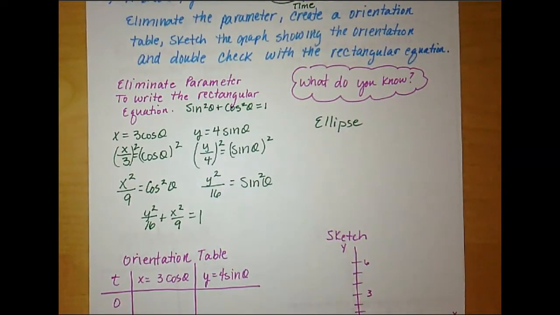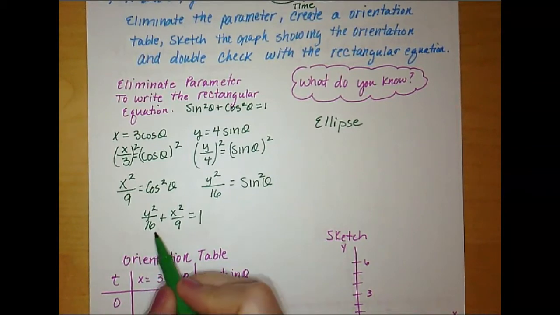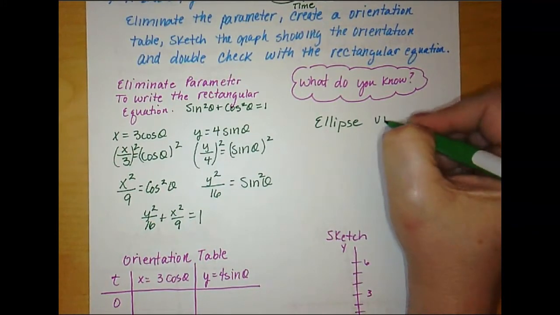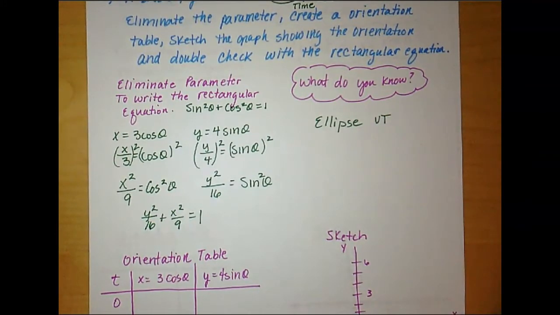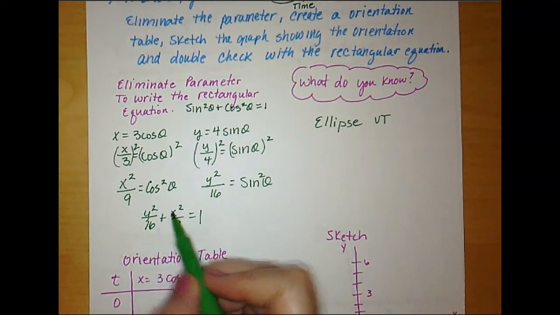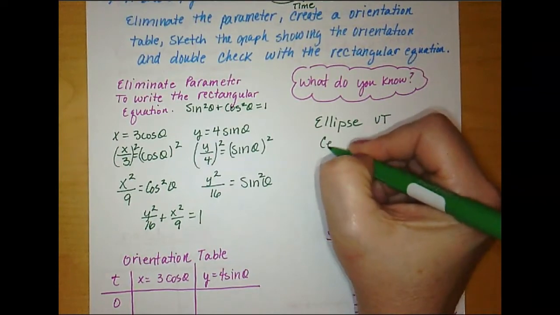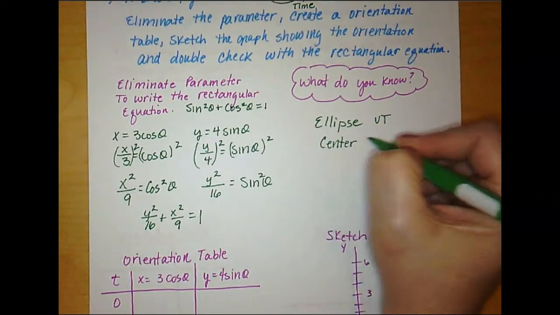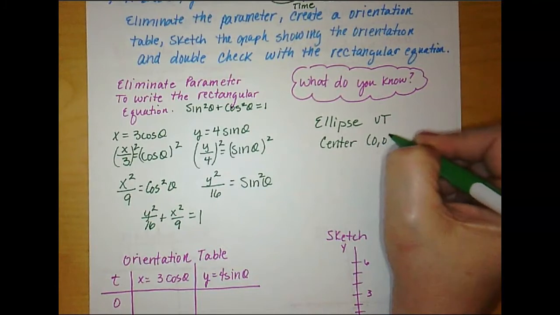And last time we learned how to tell if it was going to be vertical or horizontal. So since 16 is the bigger denominator, right above it is the y. Y's run vertically, so this is a vertical ellipse, which means the major axis is running vertically and will be longer than the minor axis, which is running horizontally. We also know from the equation, because there's no plus or minus with either the x or the y, that the center of my ellipse is at 0, 0.